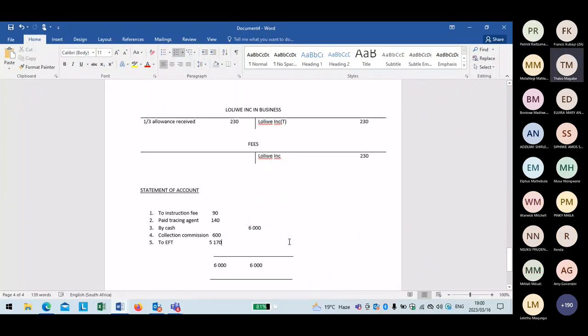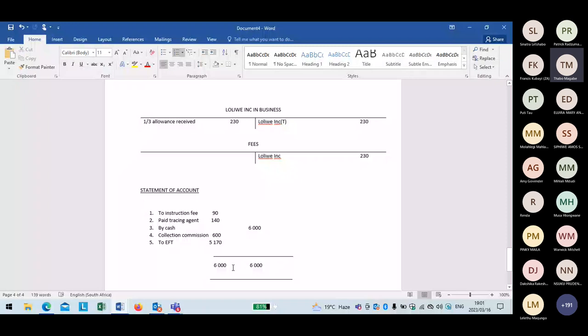Prof, can I ask you? We said credit side minus debit side. What if the balancing figure was on the credit side? It is on the credit side even now. It's the 6,000, so we brought it down here. No, I mean the balance, the to EFT, the 5170.